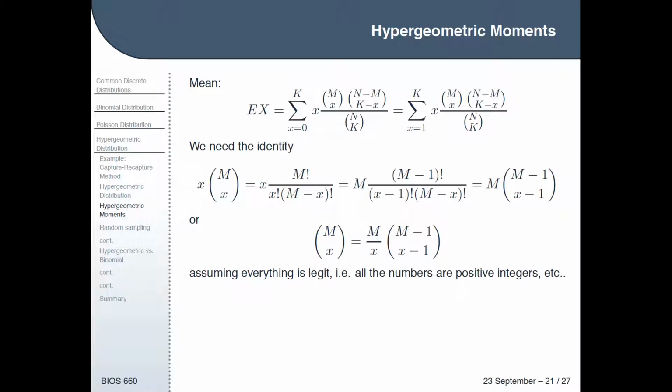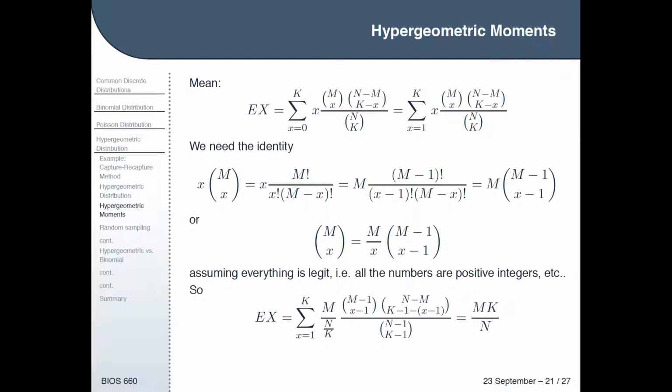Or you could also write that m choose x is equal to m divided by x times m minus 1 choose x minus 1. So if we do that for this expression up here, we pull stuff out of both the numerator and the denominator. Write this as m over x, and write this down here as n over k. The x in the denominator cancels with the x up here. We get m over n over k times m minus 1 choose x minus 1 over n minus 1 choose k minus 1, times n minus m choose k minus 1 minus x minus 1.